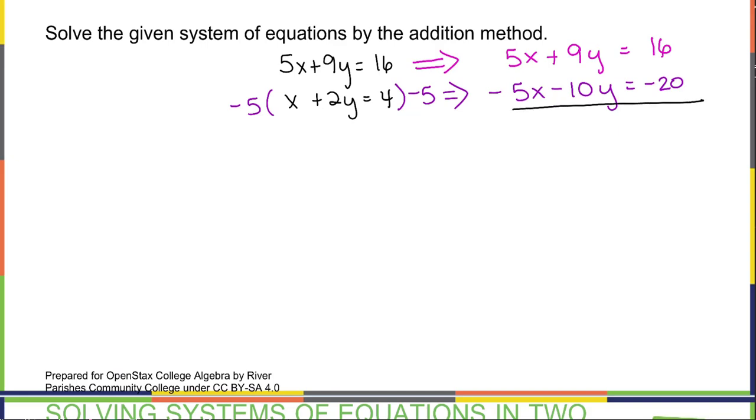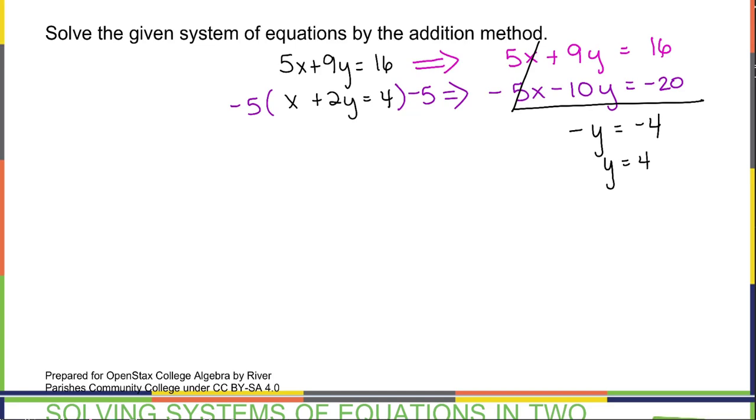So when I add 5x and -5x, they cancel. 9y minus 10y is -1y equals 16 minus 20 is -4. So we'll divide both sides by -1 and we'll get y equals 4. So that's one of them.